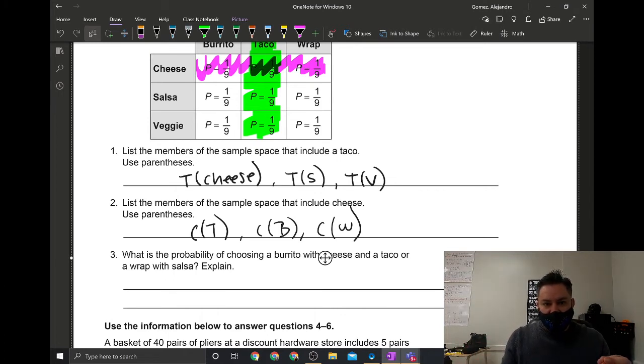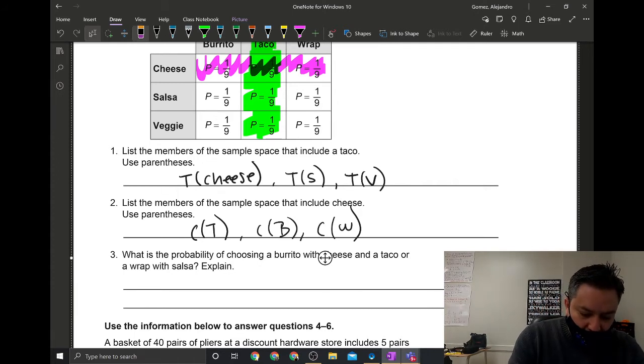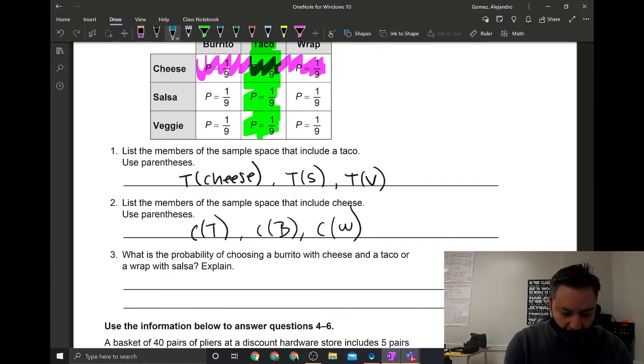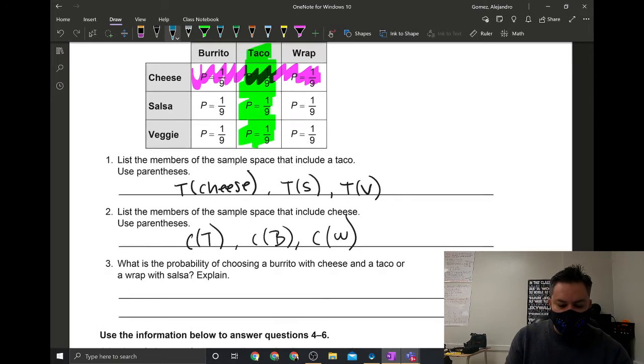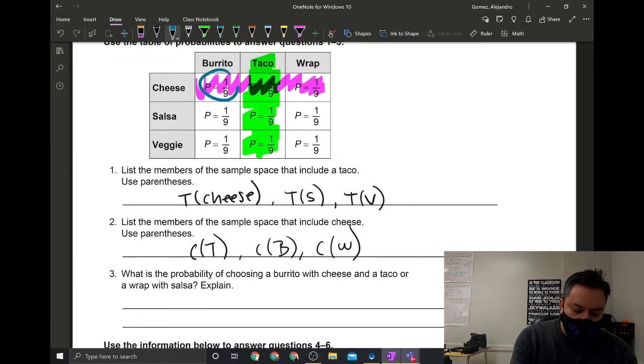Okay? But you do want the burrito with cheese. So we're going to find that probability with numbers. And to do that, we're going to use, let's use this color right here. It says burrito with cheese. So we're going to look over here. We have the burrito with cheese. So that is 1/9.